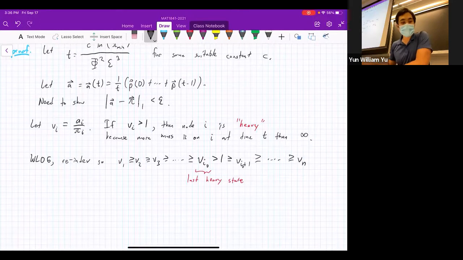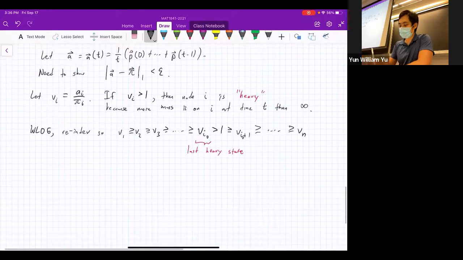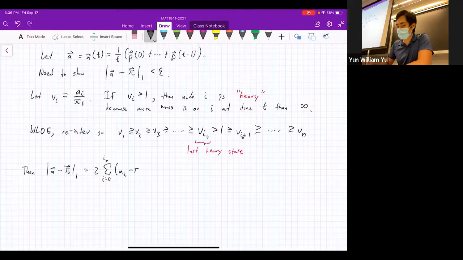And so it turns out this allows us to rewrite the difference. So then we know that a minus pi in the one norm is equal to twice the sum from i equals 1 to i_0 of a_i minus pi_i, which is also equal to 2 times the sum from i greater than or equal to i_0 plus 1 of pi_i minus a_i. Why are these things true?